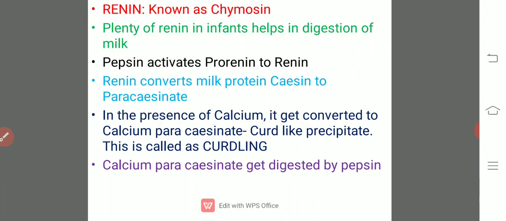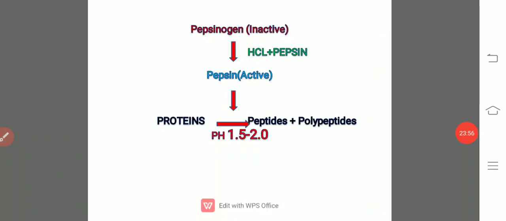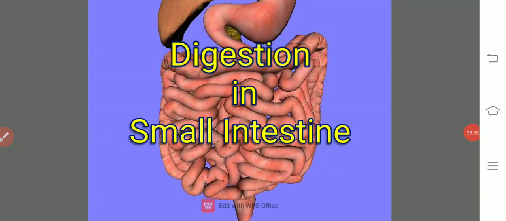And regarding the renin, it is also known as chymosin. It also converts the milk protein casein into paracaseinate. The process is known as curdling, the making of curd.